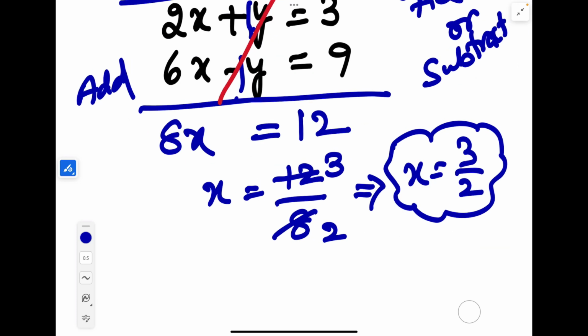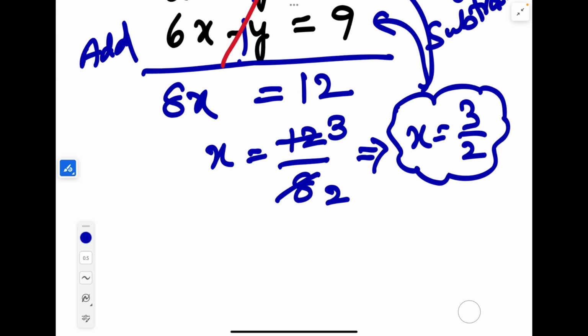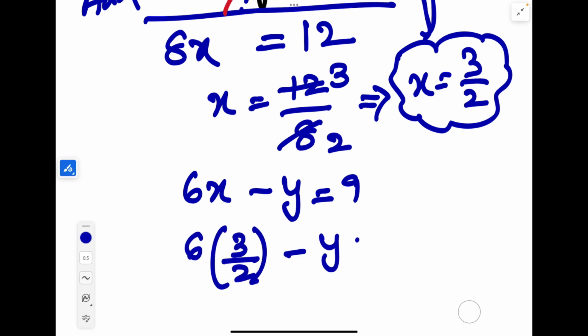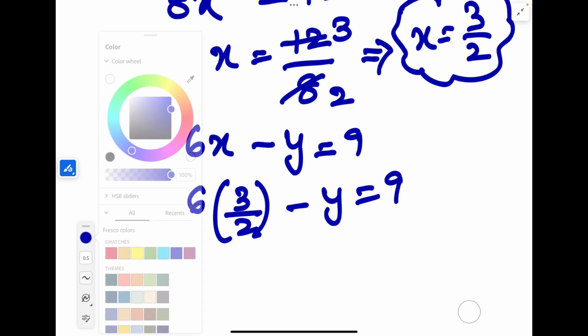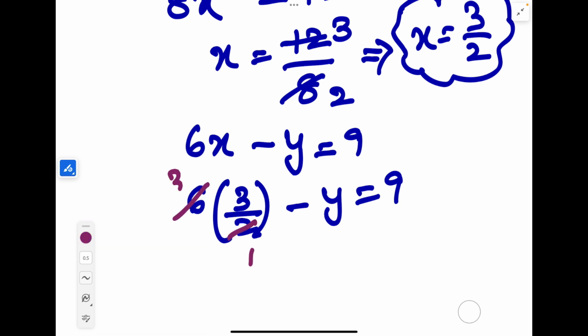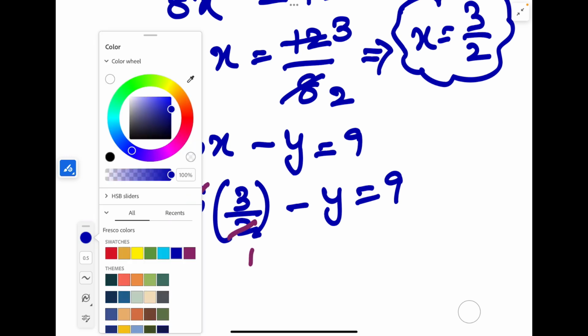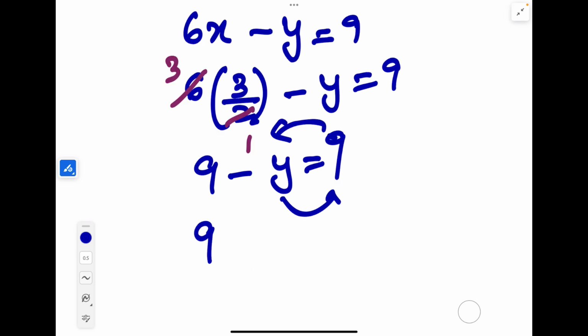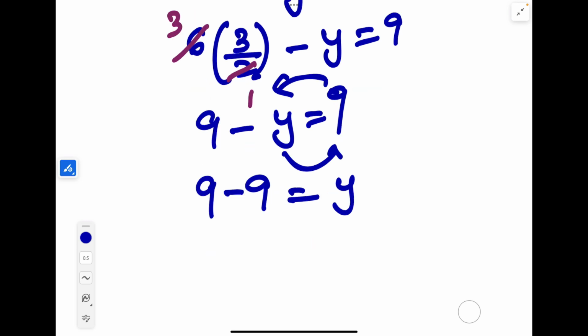Once we get the x value, we can easily find the y value by substituting this x value in any of the equations. So 6x minus y is equal to 9 is one of our equations. So 6 times the x value we got, 3 by 2, minus y is equal to 9. So we can cancel this here. 2 times 1, 2 times 3. So we will be getting 3 times 3 is 9, minus y is equal to 9. Minus 9 is equal to this, y transposed will become plus y. 9 minus 9 is 0. Therefore y value is 0.